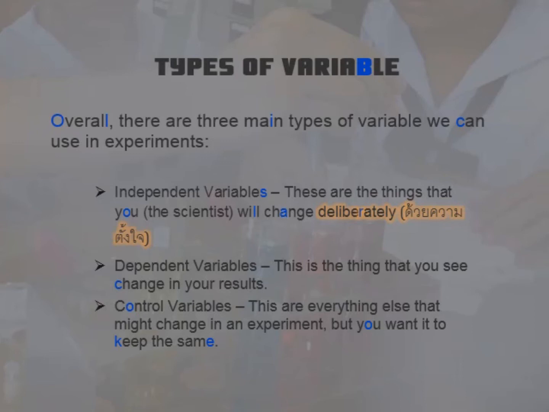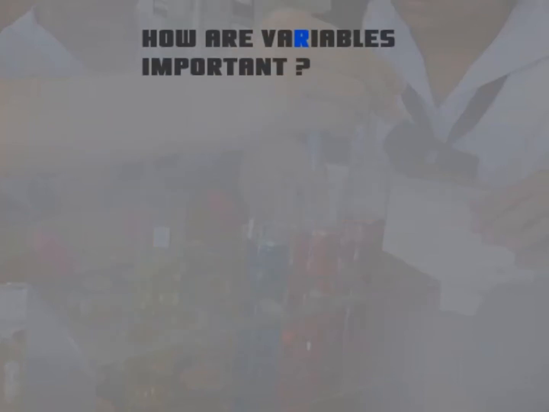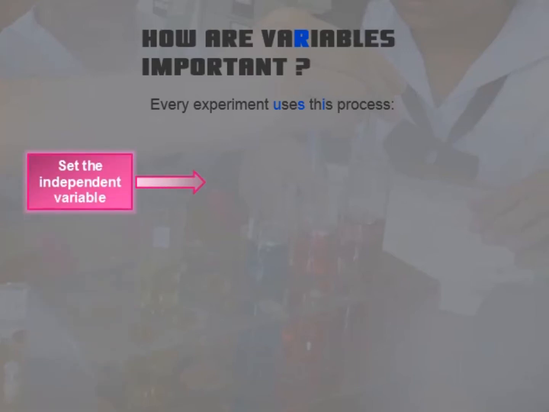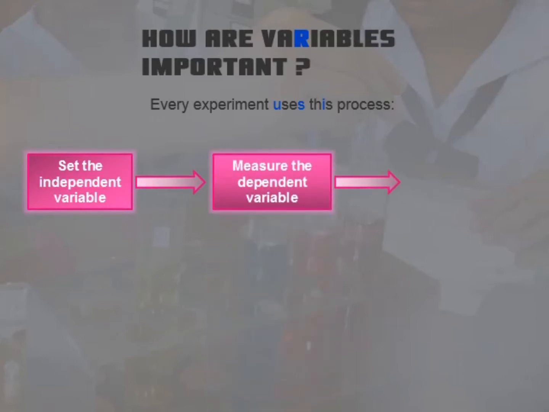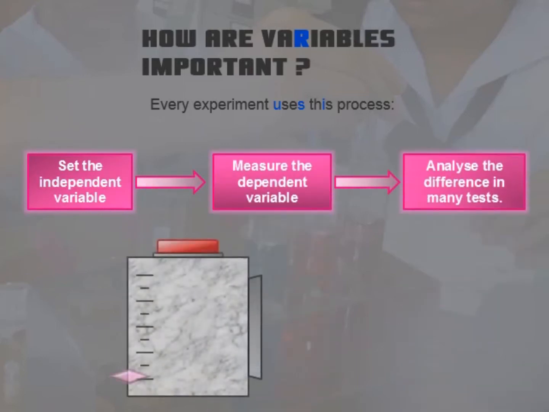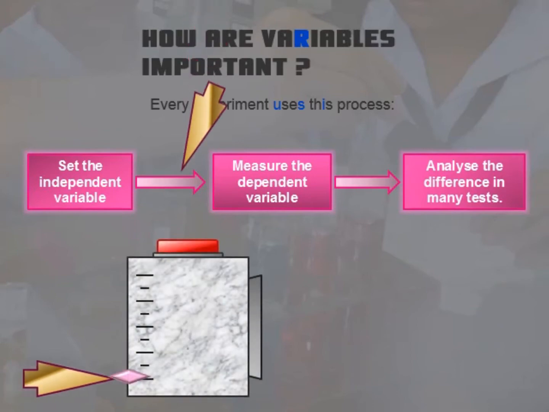Everything that might change in an experiment, you need to keep the same. So how are they important? Hopefully you're already seeing how they're important, but every experiment uses this process. You set the independent variable, you measure the dependent variable, and you analyze the difference in many tests.